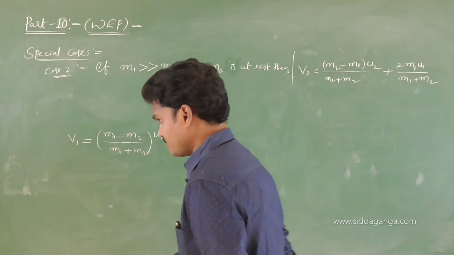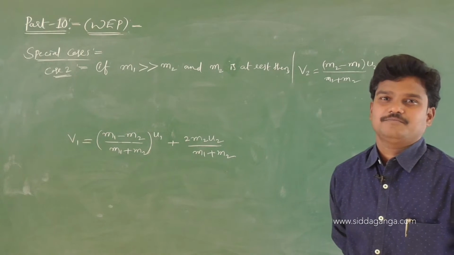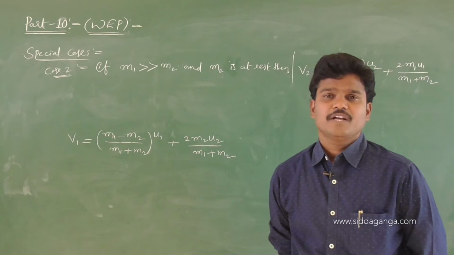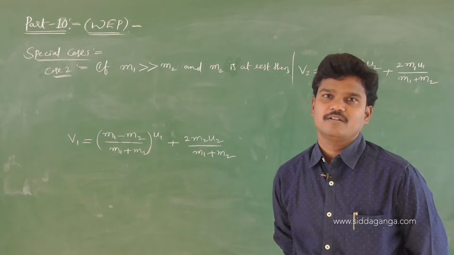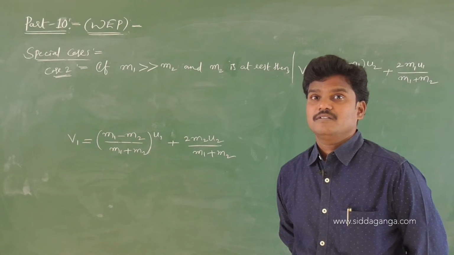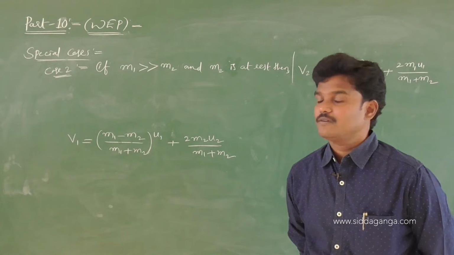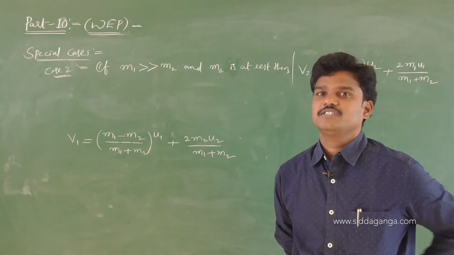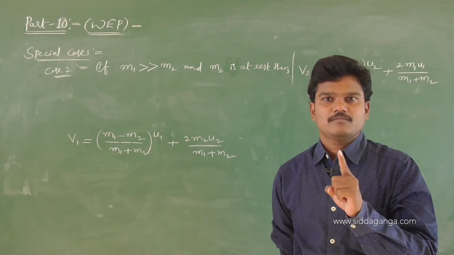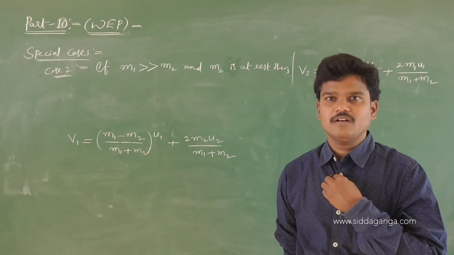m1 is greater than m2 means a heavier particle hits a smaller particle. m1 is heavier, m2 is smaller. The heavier particle hits a smaller particle, and that smaller particle is at rest initially. Then after the collision, definitely the speeds of the heavier particle and the smaller particle will change. Let us see what those v1 and v2 values are. v1 is the velocity of the first particle after the collision. v2 is the velocity of the second particle after the collision.